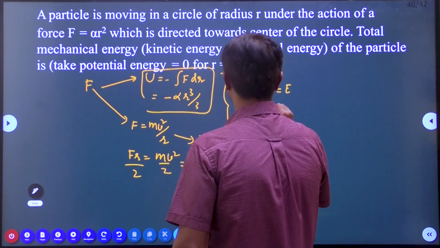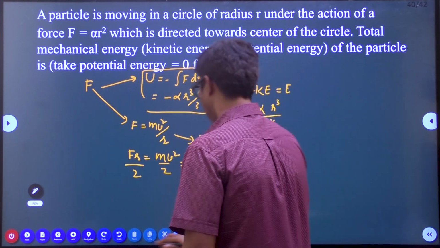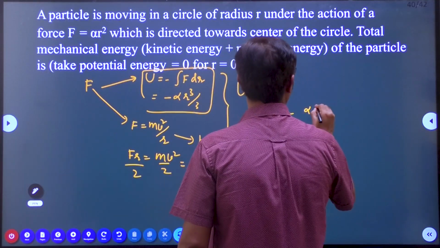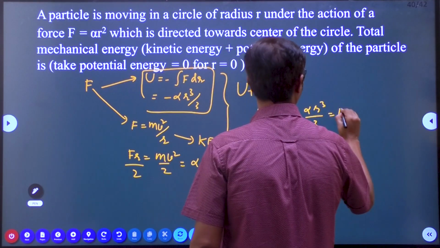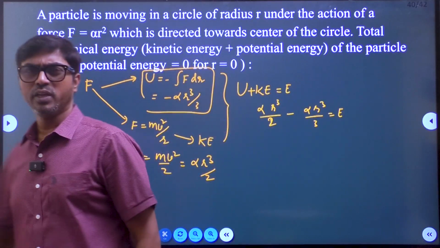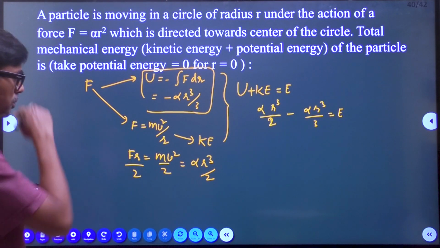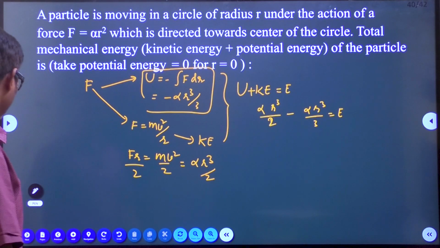So alpha r cube by 2 is kinetic energy, minus alpha r cube by 3 is potential energy. That is the total energy. If you calculate, what do I get? Alpha r cube by 6. That's the total energy. They said that potential energy is 0 at r equal to 0, you can assume that.